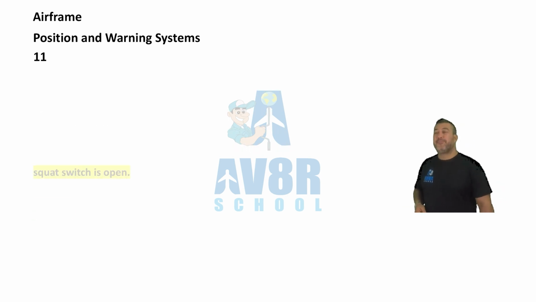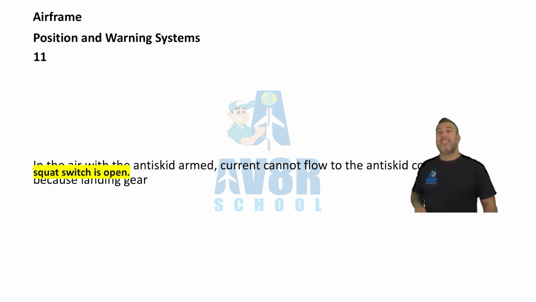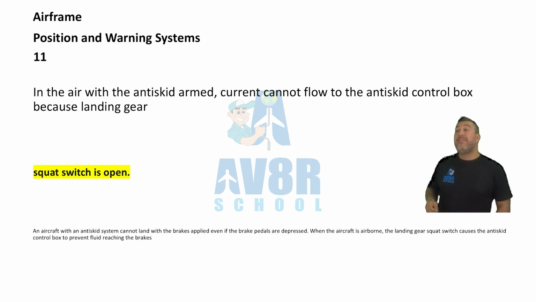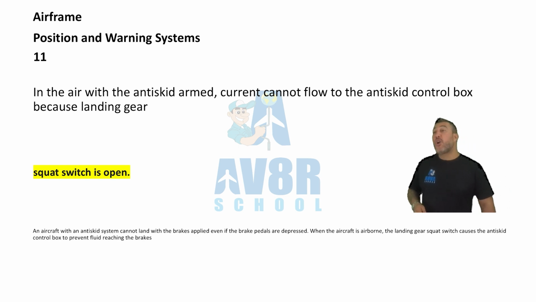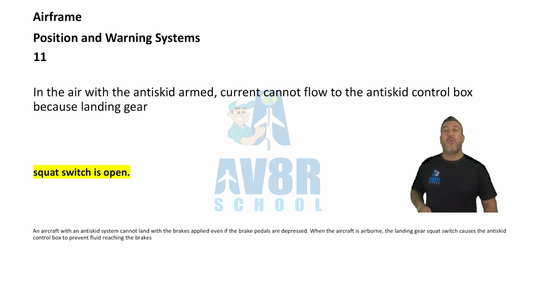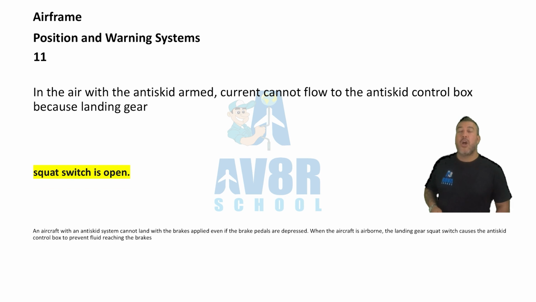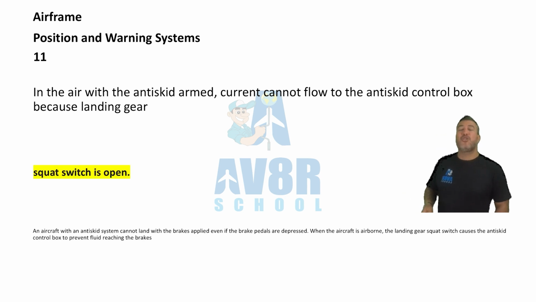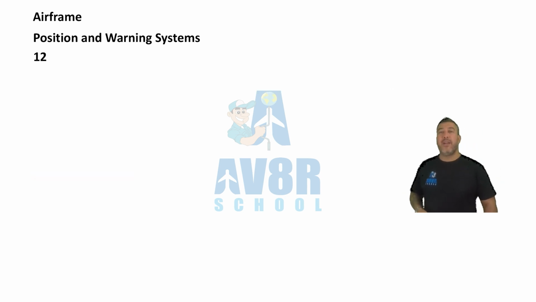Number 11. Squat switch is open. So in the air with the anti-skid armed, current cannot flow to the anti-skid control box because the landing gear squat switch is open. So you're not going to get a reading in the anti-skid control box because the squat switch is open.